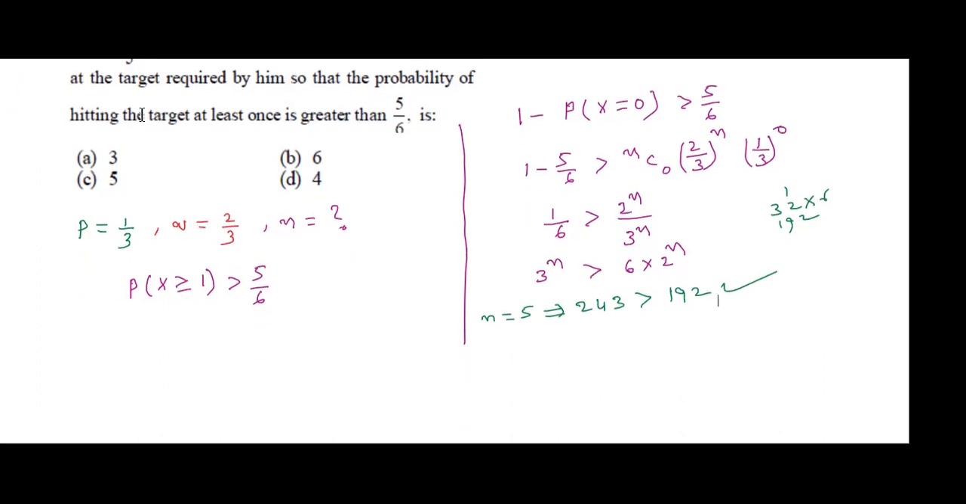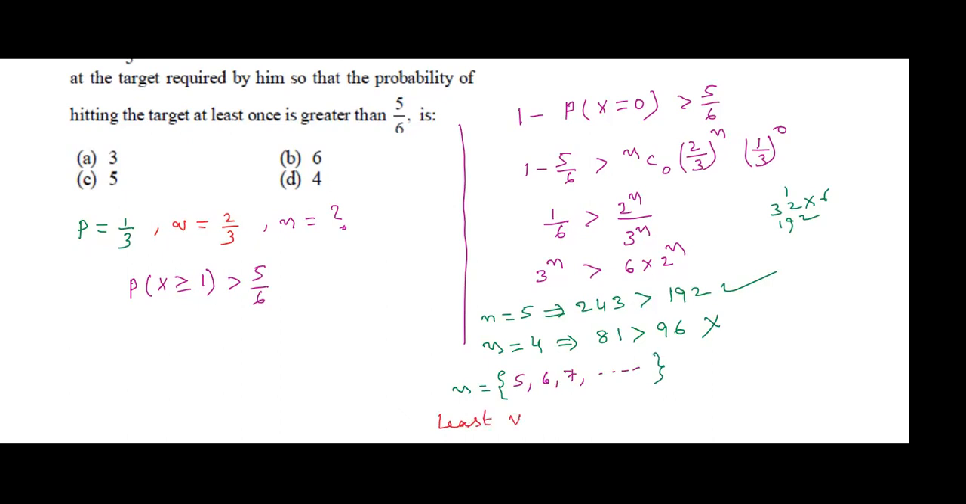And verify the 4 also, n is equal to 4. Because if 5 exists, 6 automatically will exist. But for 4, 3 power 4 means 81 is greater than 2 power 4, which is 16, and 16 into 6 is 96. No, this condition is not satisfied. So finally, what n values can we take? Those are 5, 6, 7, and so on. These values exist. Out of this, what is the least value?